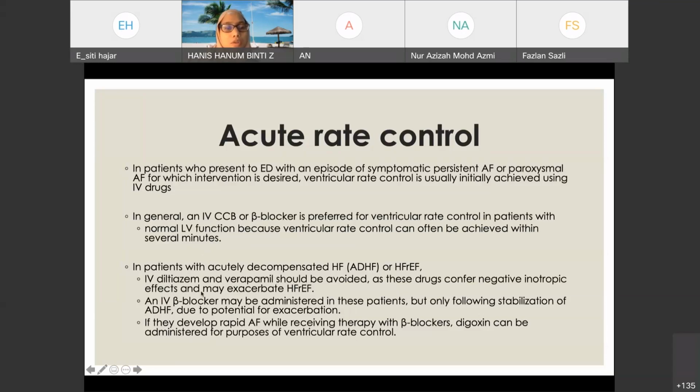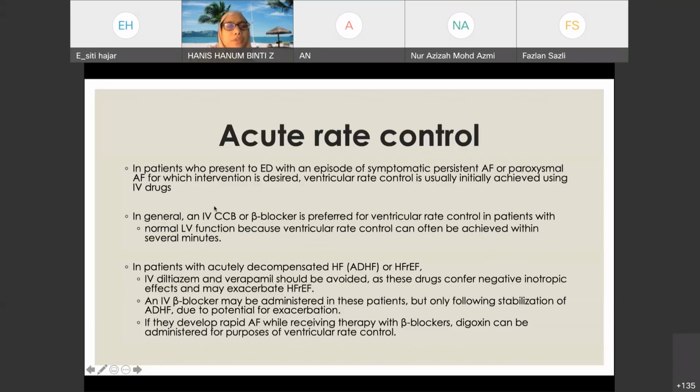Okay, so what happens kalau patient tu ada abnormal LV function or they present with acutely decompensated heart failure, or heart failure with reduced ejection fraction, ni lah yang cakap tadi. Reduced ejection fraction is when dia punya ejection fraction value is less than 40%.